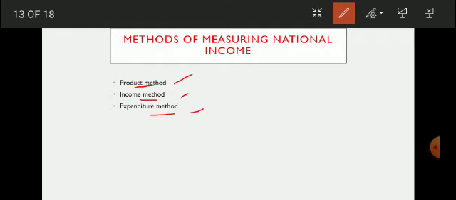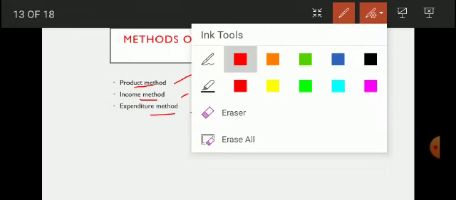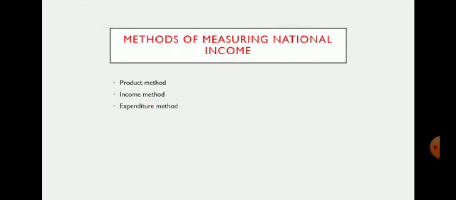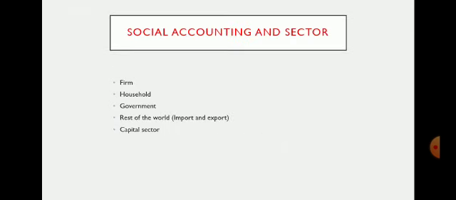The product method is nothing but how much production we have done in a particular year. Income, how much we have earned. Expenditure, how much we have spent, how much our government has spent. So these are the three measurements which we are using for the national income.